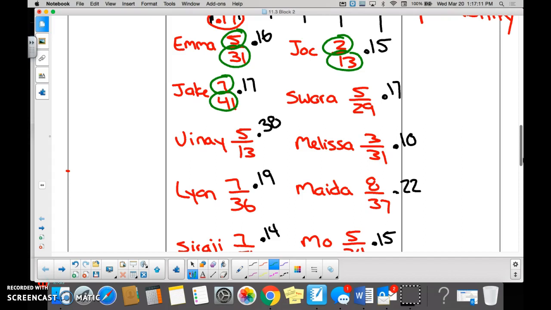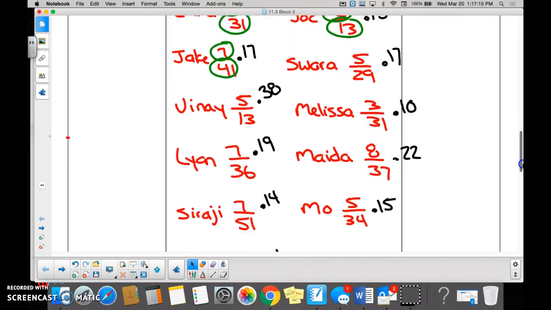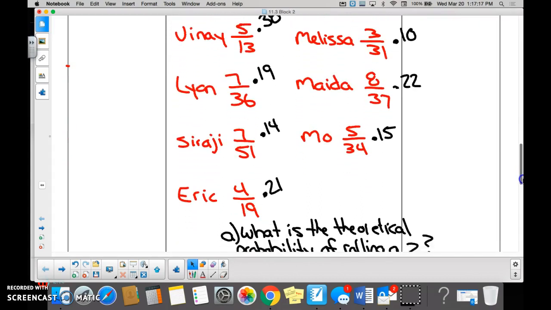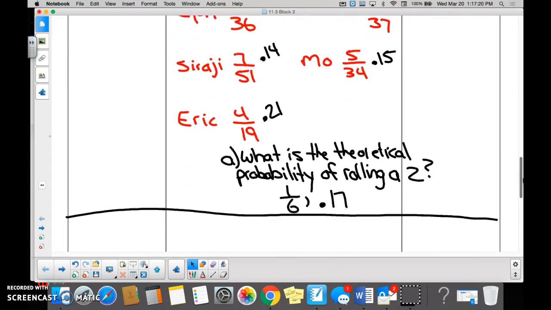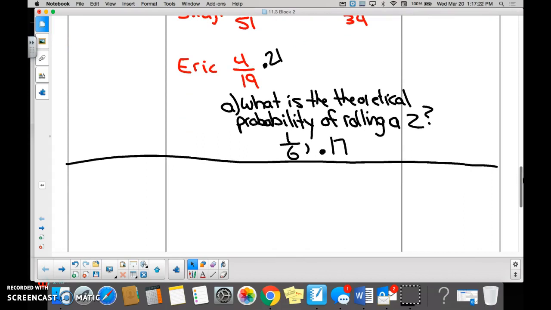So the entire class did this, yes, no? Yes. And then we went all the way down here and we asked, well, that's great, but what is the theoretical probability of rolling a 2? Before we even do the experiment, what should happen? We should get a 2, 1 out of every how many times? 6. Is everybody out there? Jocelyn, you here with me? 1 out of 6, and what is that decimal?